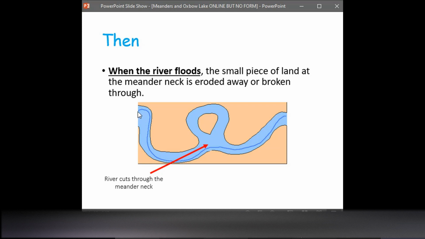So here we can see in the diagram, the water is now taking the more straight route. So it's flooded and it's got rid of that bit of land in the middle. It's left behind this kind of island and the loop of the meander going around it, but it's not actually flowing that way anymore. It's taken the shortcut.